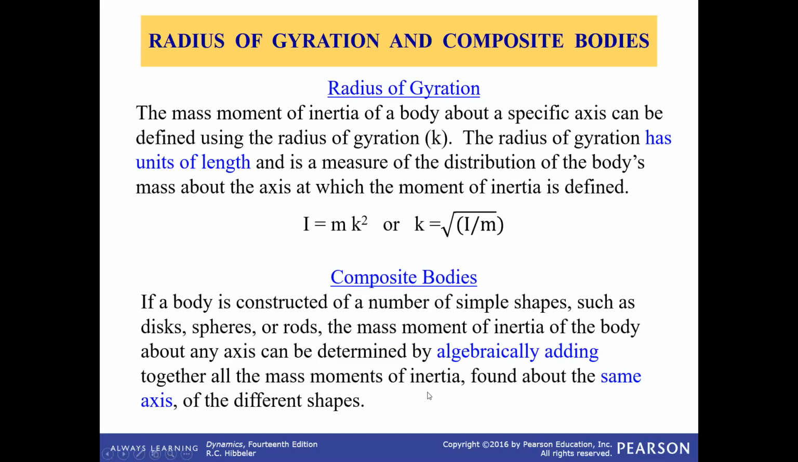It couldn't be that one part of the body is rotating about one axis and you calculate its moment of inertia, plus another part of the body rotating about another axis. That doesn't work. It has to be the same axis of rotation.